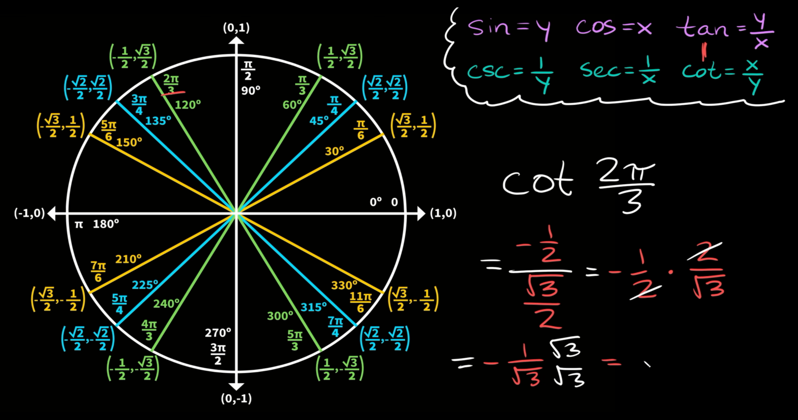All right, so then here, this is going to be equal to negative, and then on top, 1 times root 3 is equal to root 3. And on the bottom, root 3 times root 3 is equal to just 3.